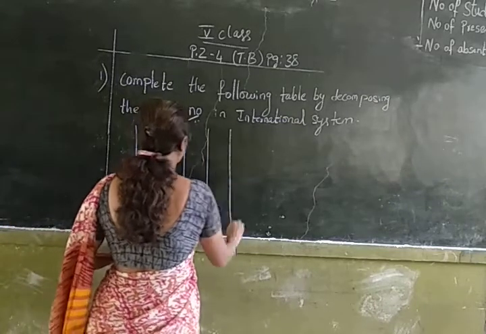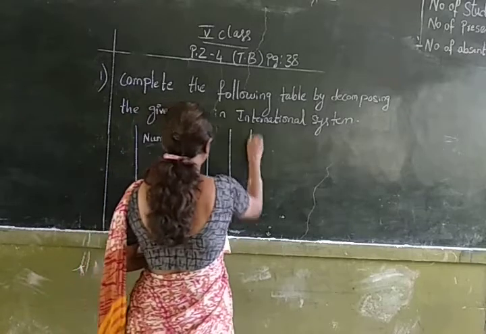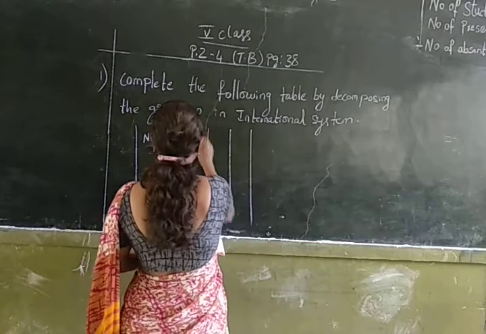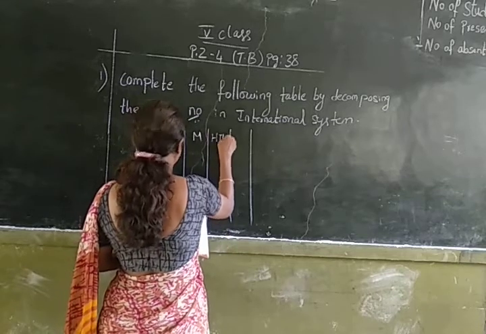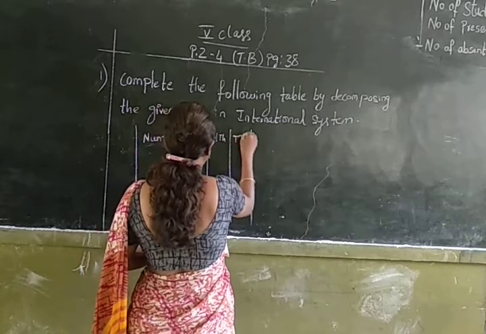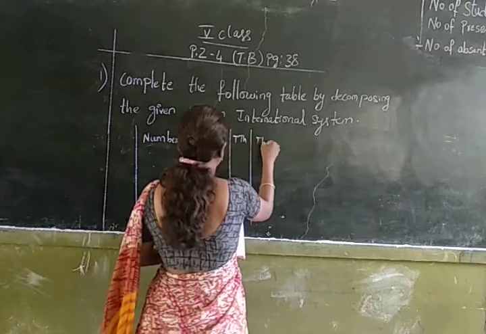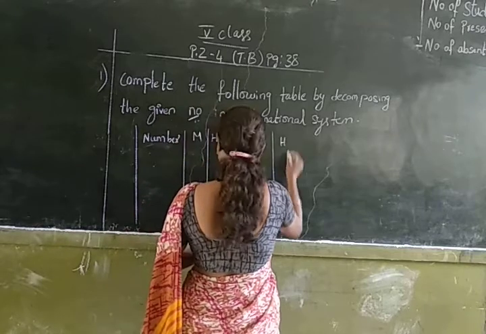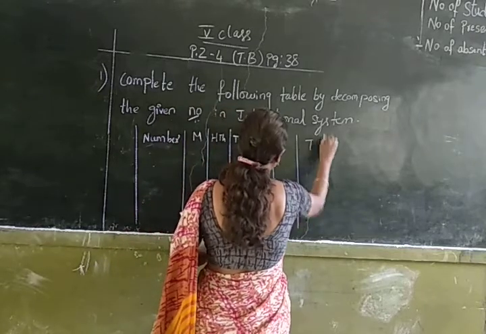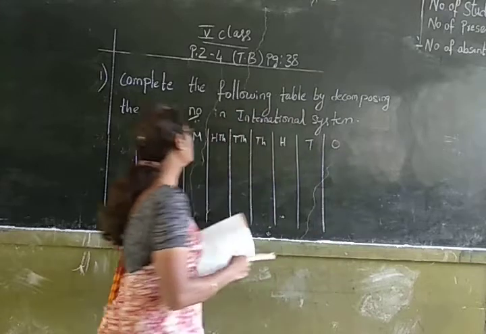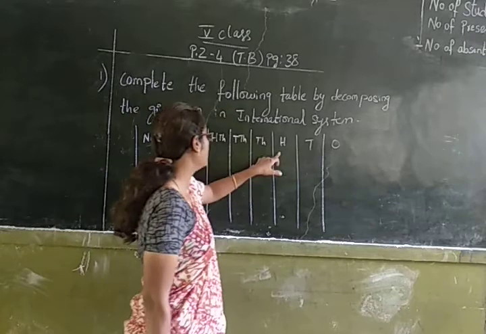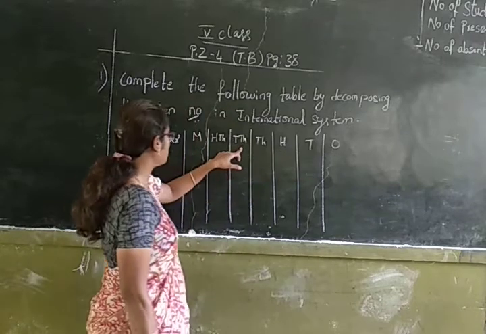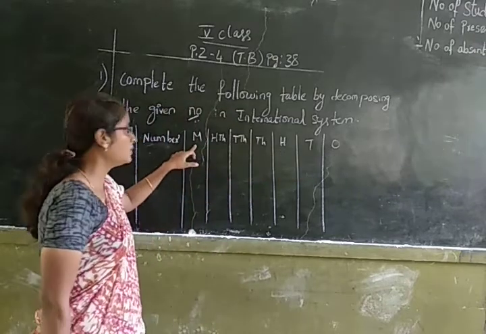Here the number is given and you have to break it down according to its place value. Okay, the places are millions, hundred thousands, 10,000s, thousands, hundreds, tens, ones. These are the place values of international system.